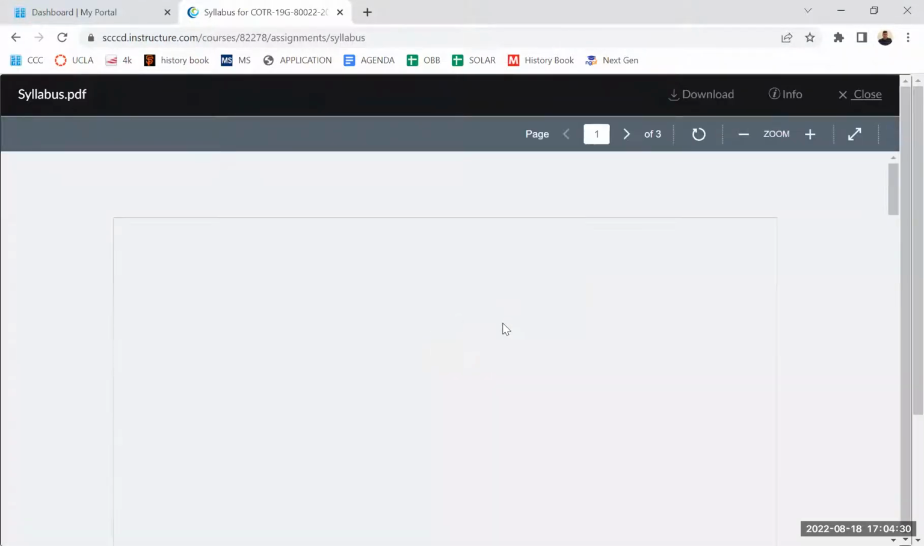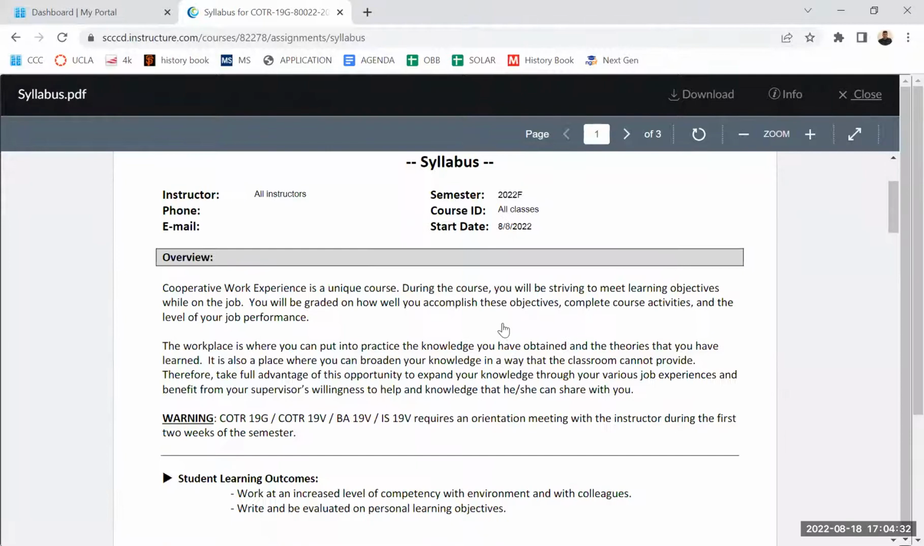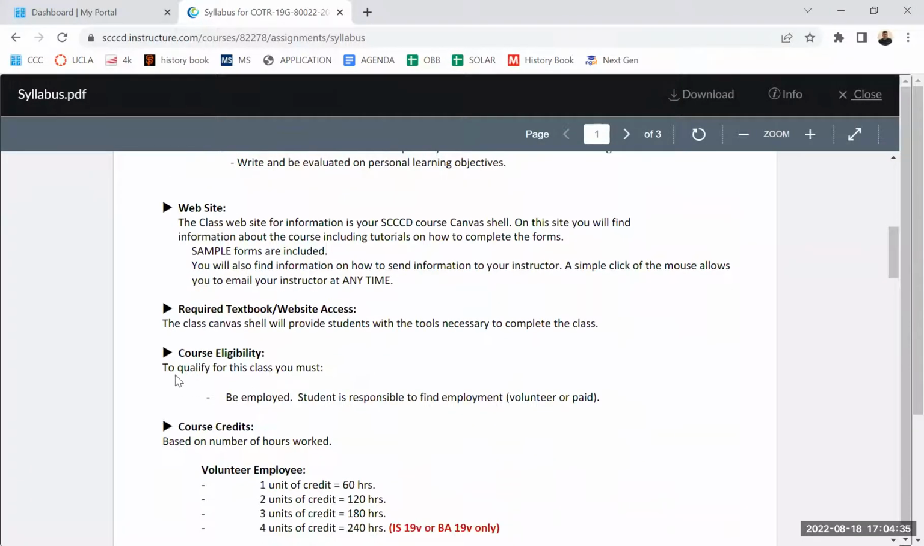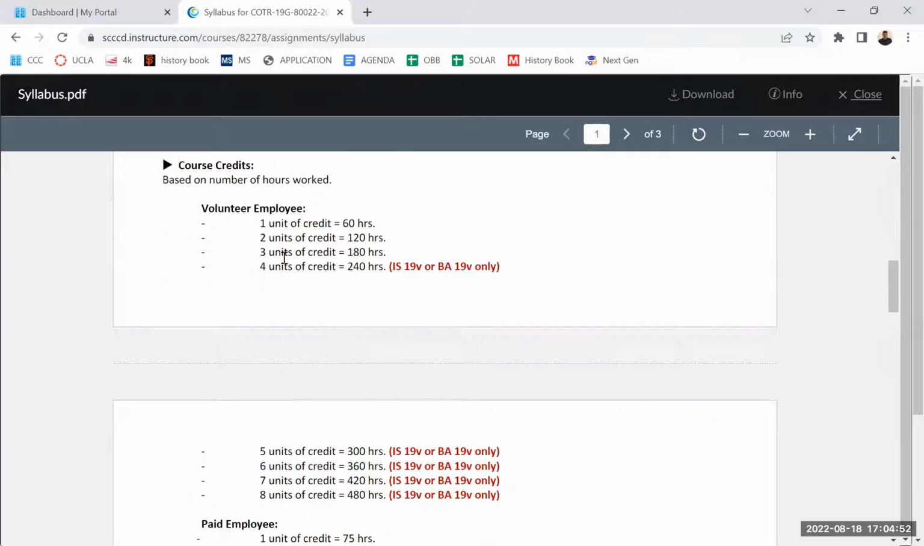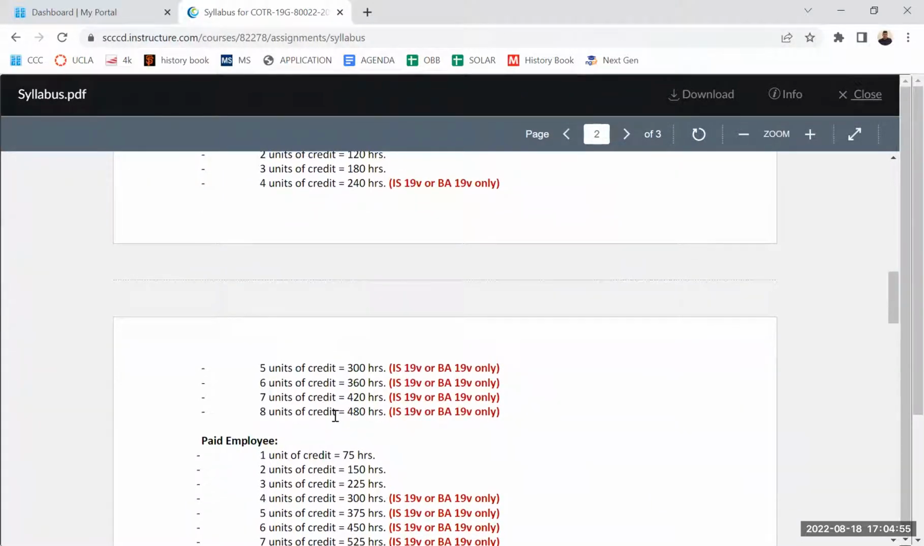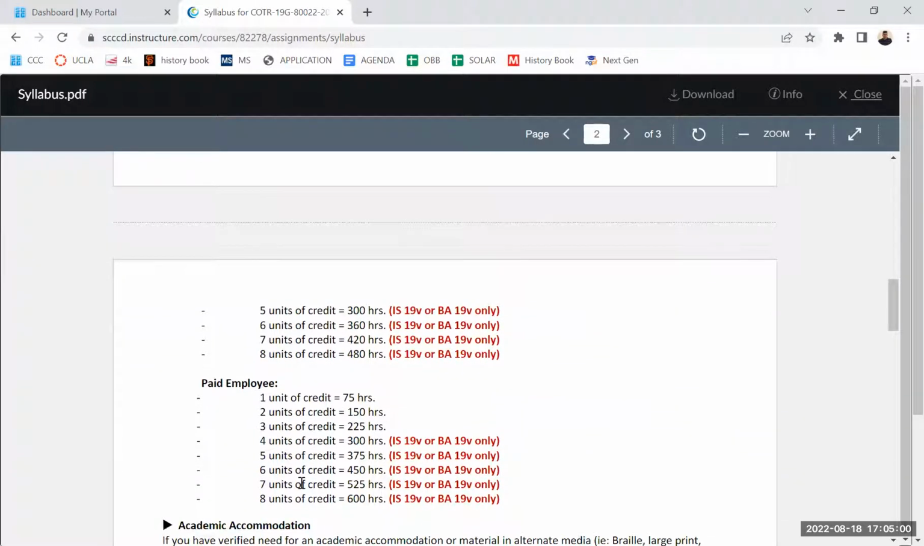On the syllabus, as we scroll down and look here, one of the first things it says is course eligibility. You must be employed. You have to have a job because this work experience isn't something where we help connect you with a job or find you a job. You need to have employment to be able to get units for this course. And right below it, it says kind of the requirements for getting units. The vast majority of students, in my experience, have been paid employees, which would be this scale right here. You can qualify for 1 unit for every 75 hours you work.